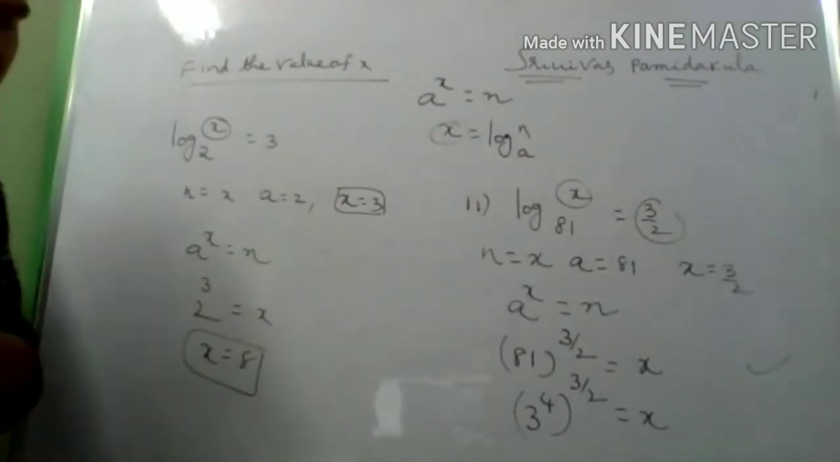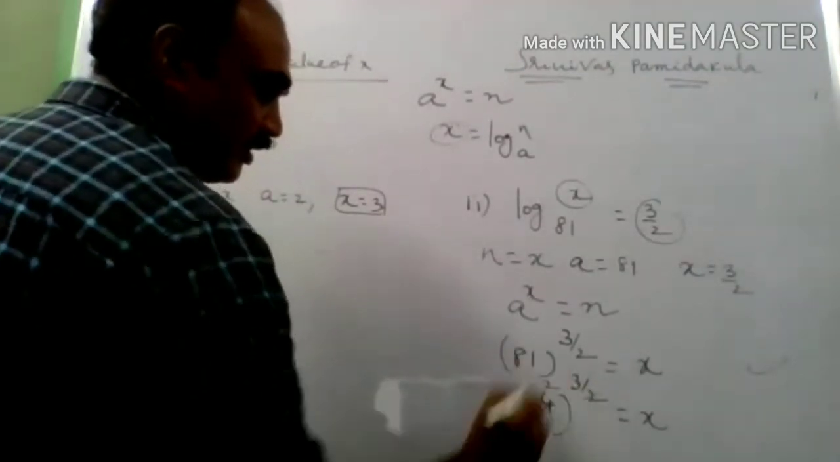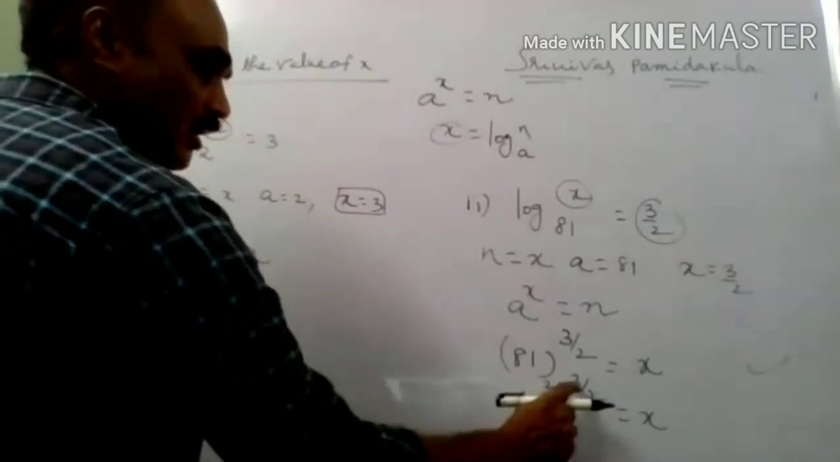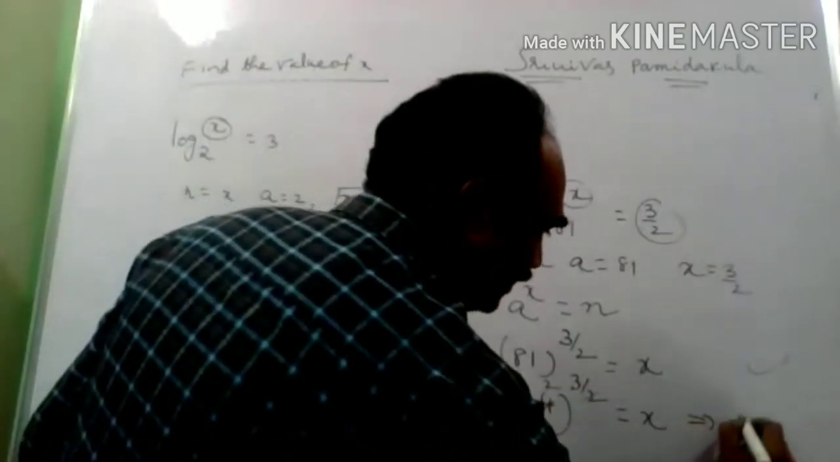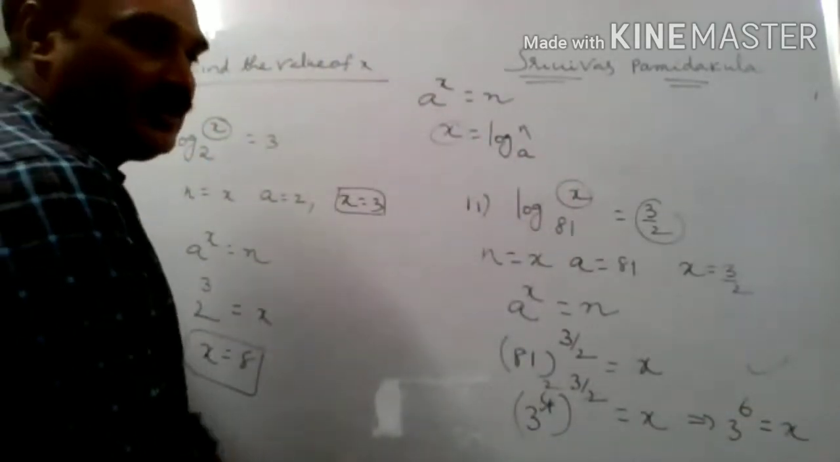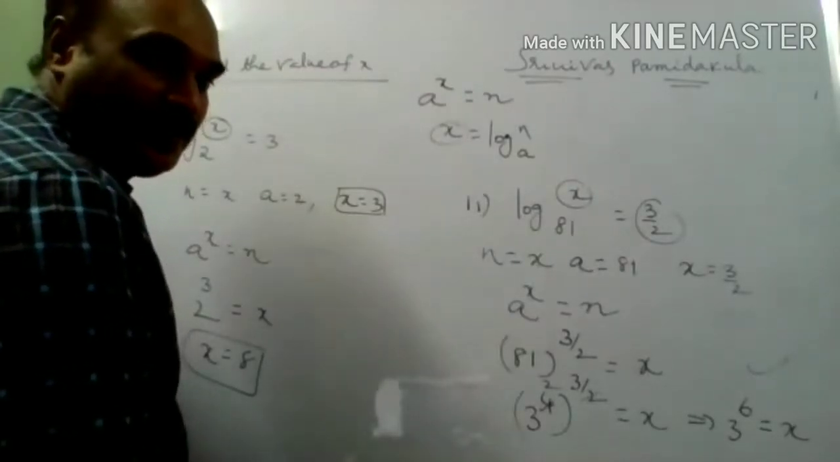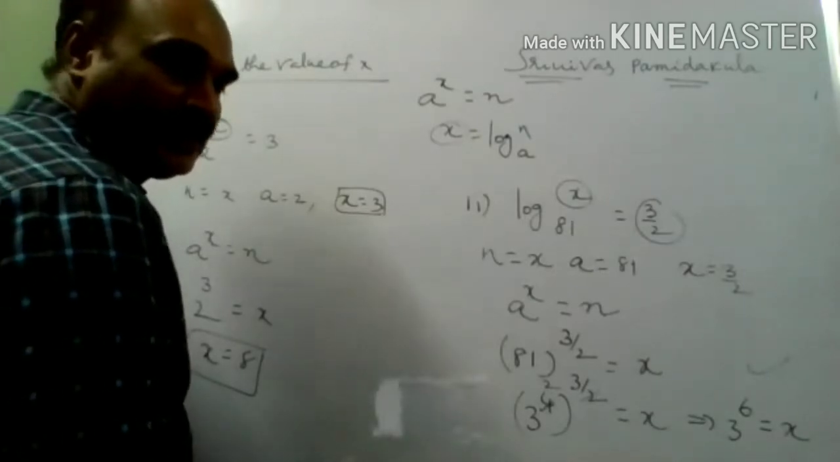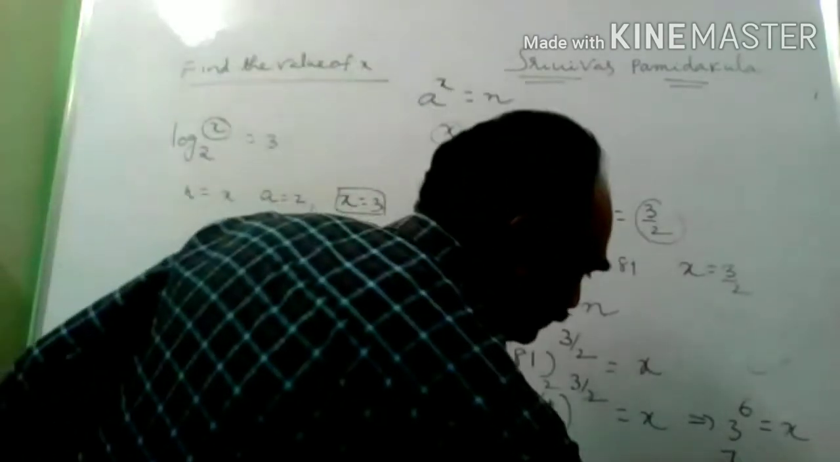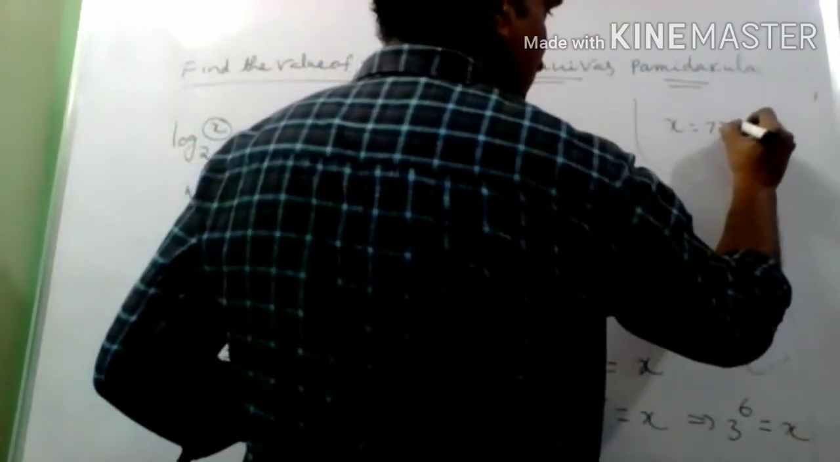Okay, students, 81 is equal to 3 power 4. 2 2s are 4, cancel with 2. 2 3s are 6. Students, 3 power 6 is equal to x. What is 3 power 6? 3 square 9, 3 cube 27, 3 power 4 81, 3 power 5 243, 3 power 6 729. Students, 729 is equal to x. Friends, answer: x is equal to 729.